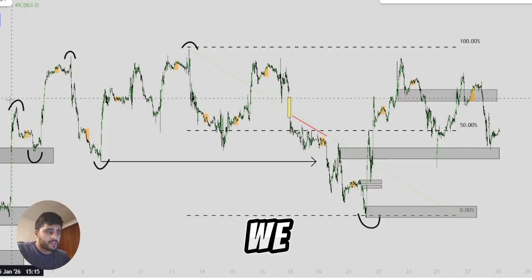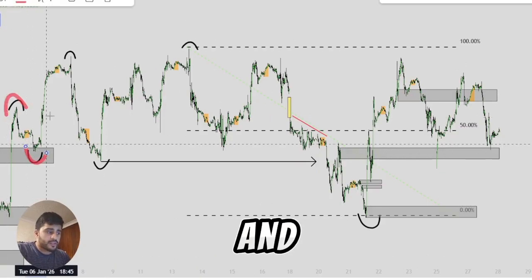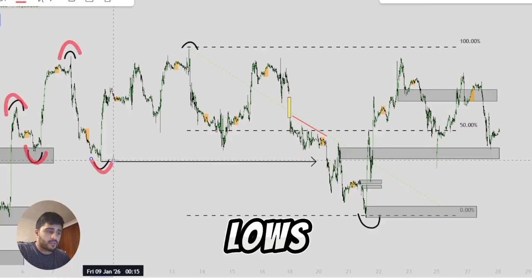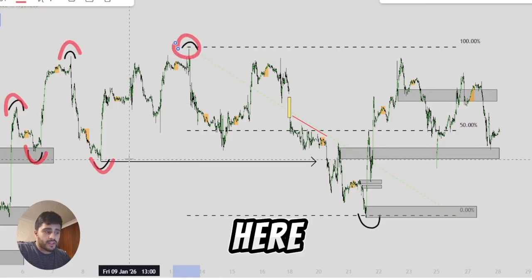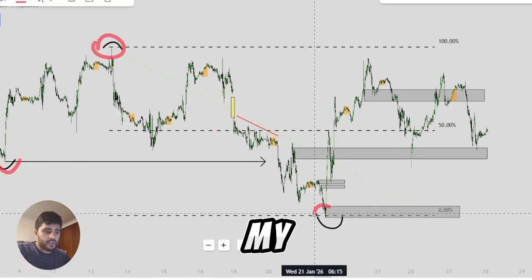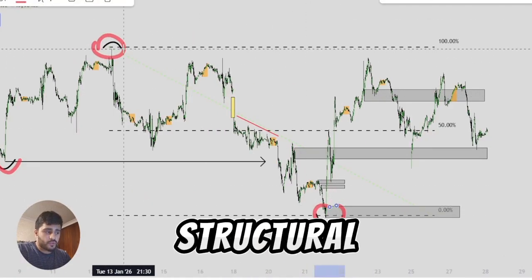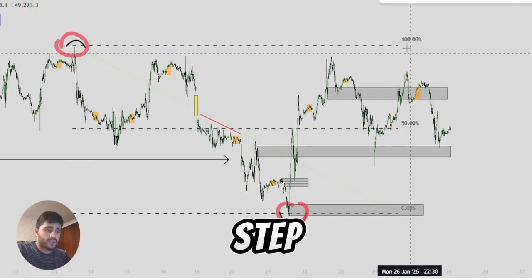So what we can see here are structural markings of highs and lows and highs and lows. On Dow Jones, my most recent structural dealing range high is here, and then of course we've had the breakdown here. So for Dow Jones, this is my structural low and this is my structural high. So this is the four-step framework that I use.